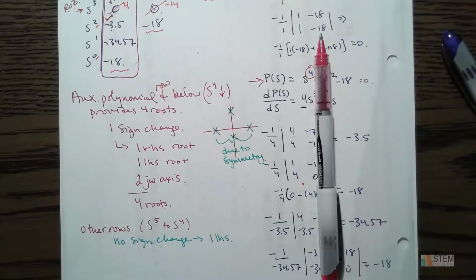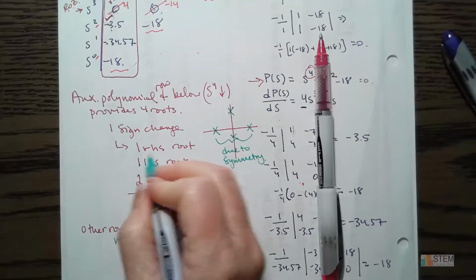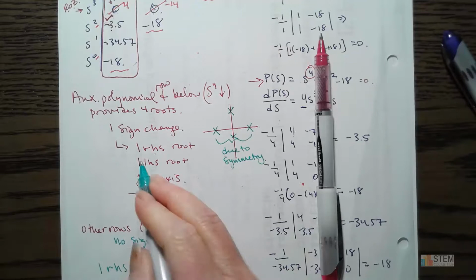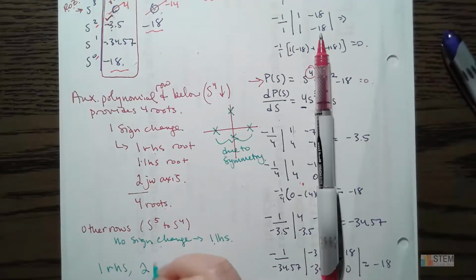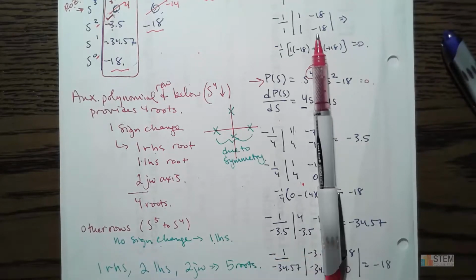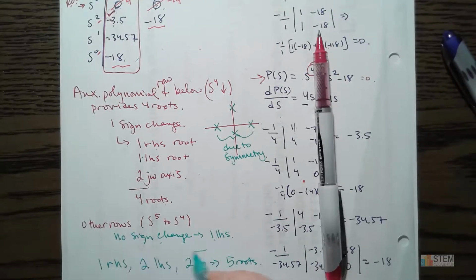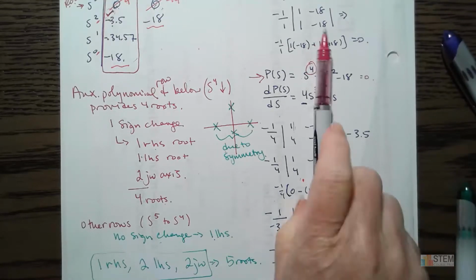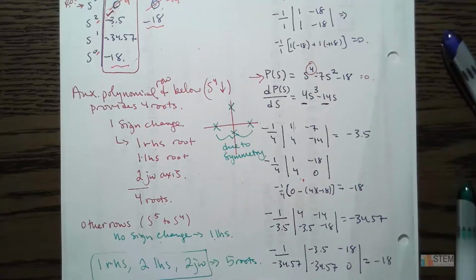All right, so then we can kind of combine all this together. So we've got 1 on the right-hand side, and we've got 1 plus 1 on the left-hand side, so 2 left-hand side, and then 2 on the imaginary axis. So that gives us a total of 5 roots, which is what we needed to look for. Okay? So that's kind of how you do one of these with the row of zeros.